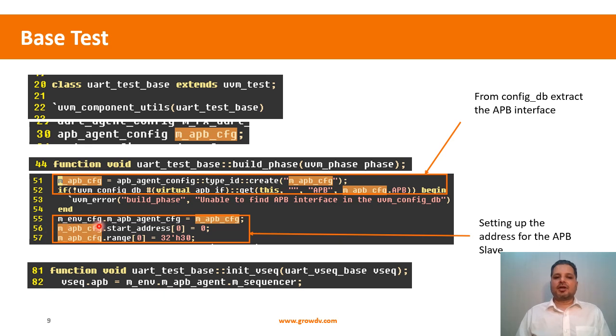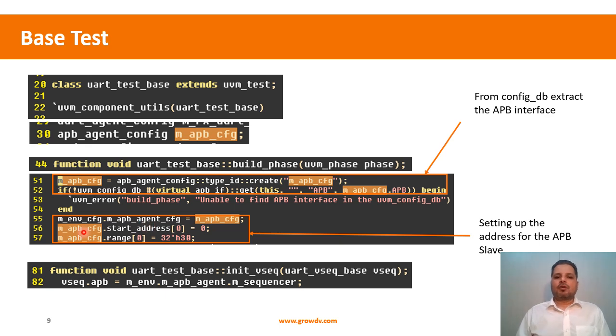So there is an environment config, then the APB agent config, we are assigning this particular instance. So now we have created an overall environment config, and this environment config ultimately gets passed down through the config DB, and the environment picks it up from the base test. We created the overall environment config to control how the environment gets created and configured, and that is picked up from the environment and it builds according to whatever the requirement of the test.